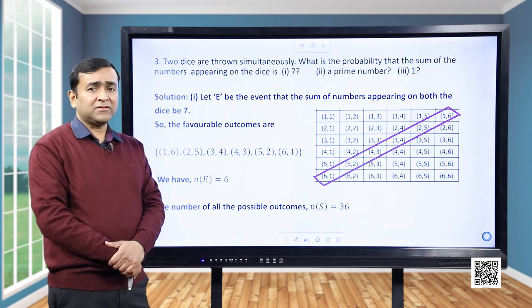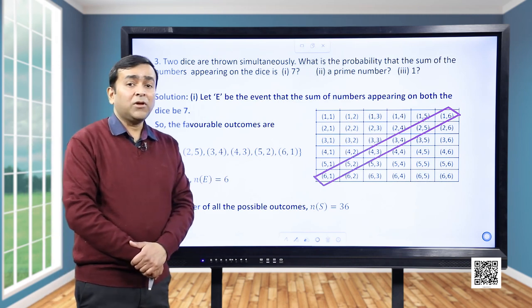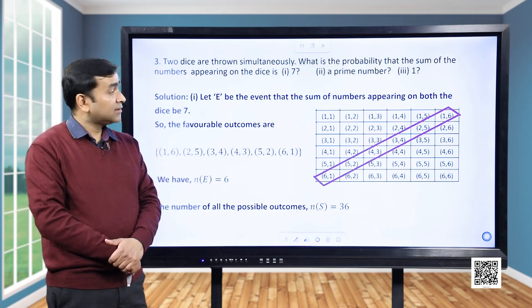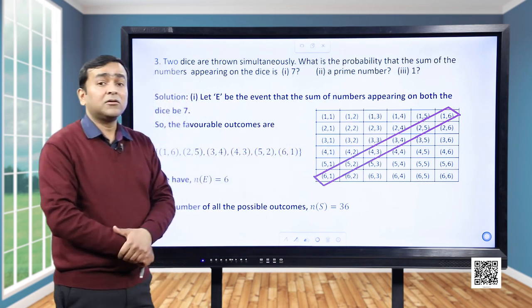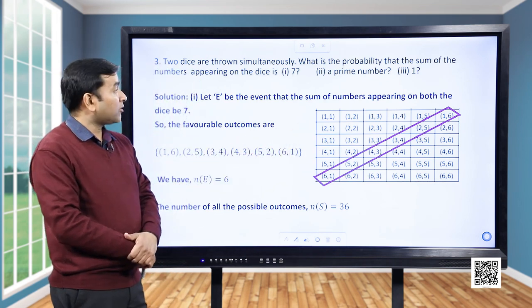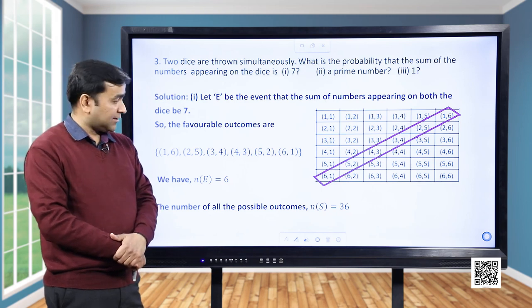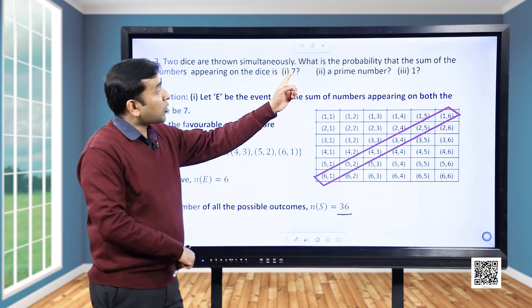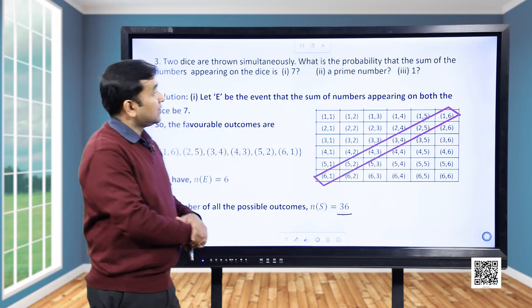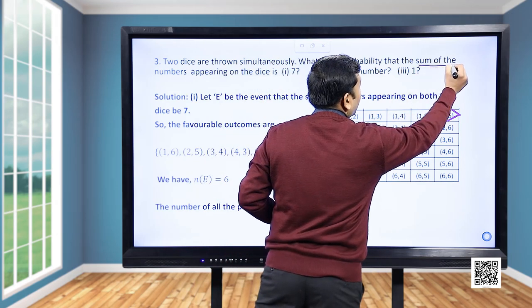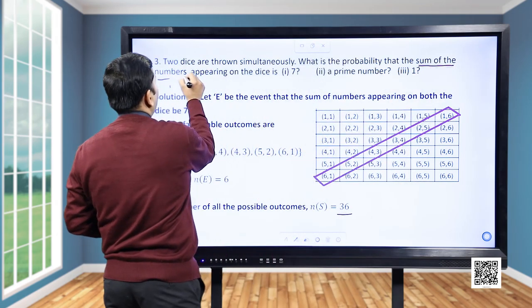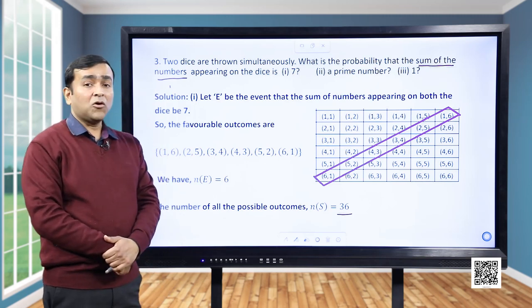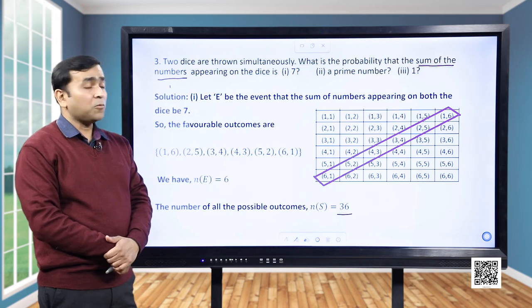So what is the sample space? In earlier question, we looked that the sample space of throwing two dice is 36. This is the sample space, and what are the total number of possible outcomes? The possible outcomes are 36. What is the probability that the sum of numbers? Important phrase is sum of numbers. Remember this. Sum of numbers appearing on the dice is 7, prime number, and 1.